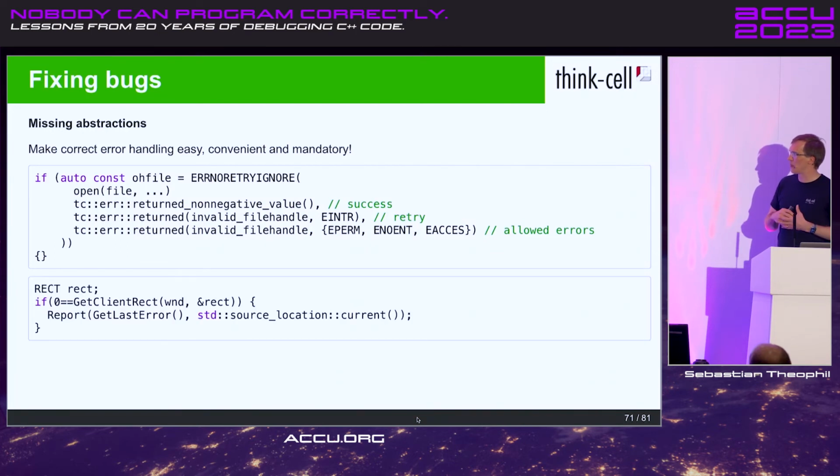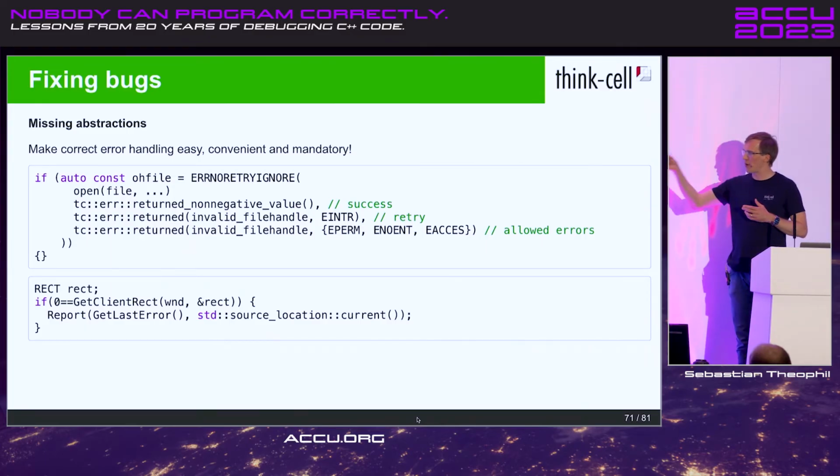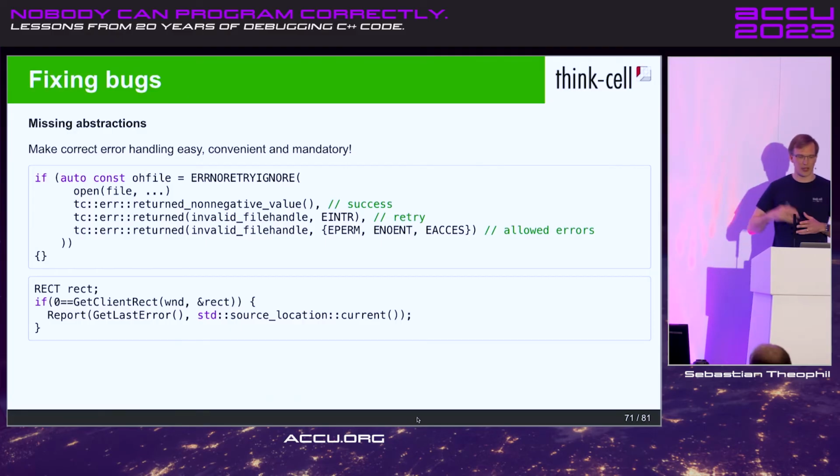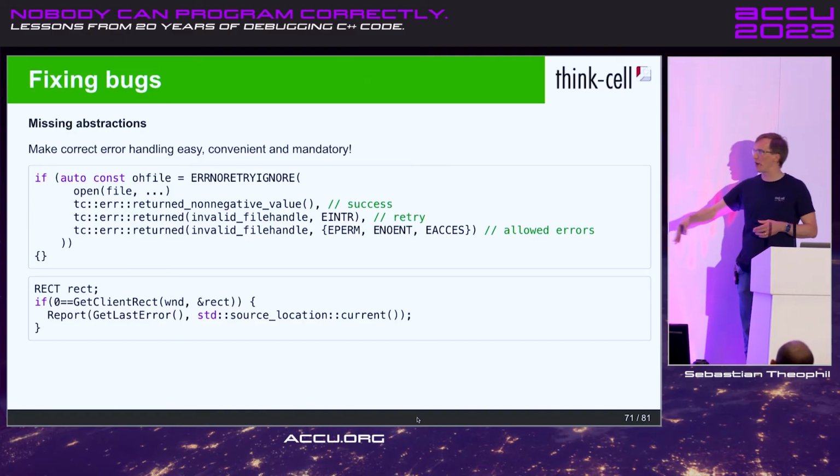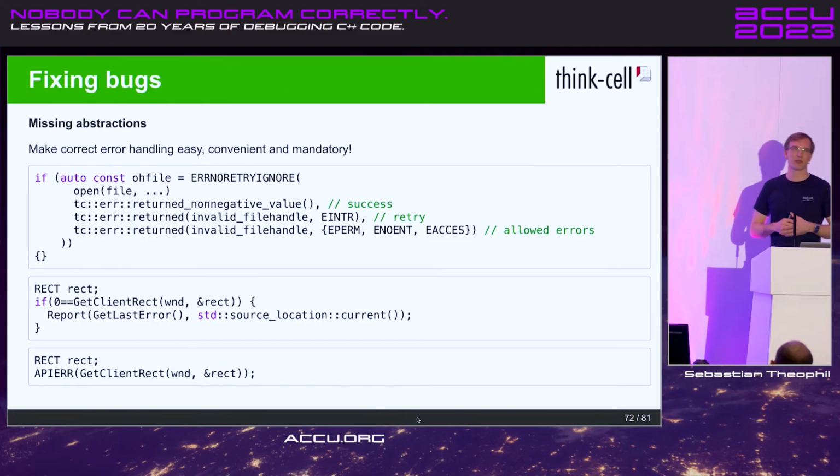Same on Windows, where the pattern is maybe slightly different. You have Windows API functions like getClientRect, and on error they return 0. And when they return 0, then you have to call getLastError and report that. You can make that easier because it happens so often that it should be easy. Nobody should write getLastError anywhere.